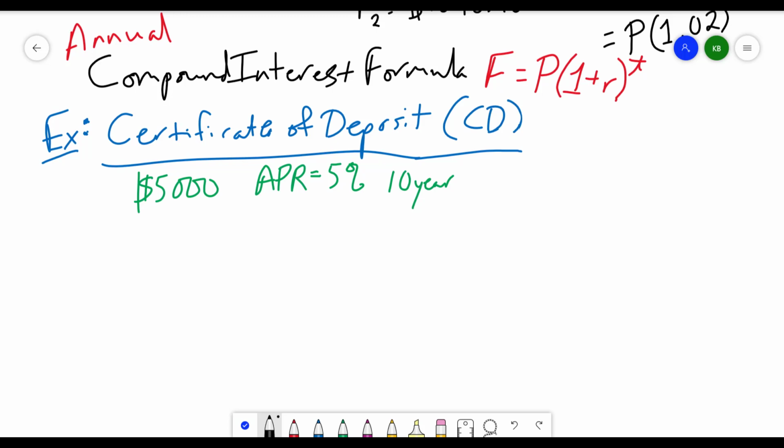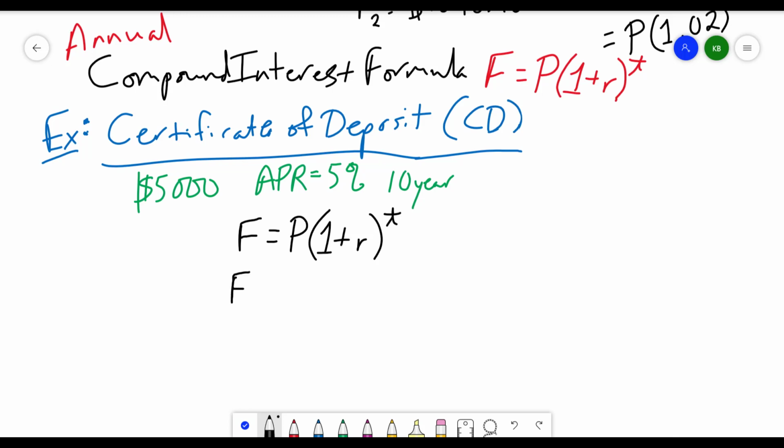So let's say we have a $5,000 certificate of deposit. It's earning 5% annually, and we're going to have to leave the money in there for 10 years. And we're going to find out how much the certificate of deposit is going to be worth after 10 years with the interest compounding annually. So we can find our future value by taking the principal times 1 plus our rate to the time. We can use that annual compound interest formula that we have.